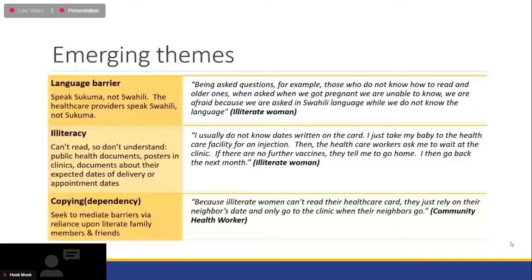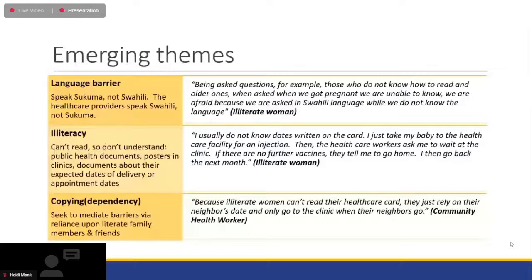Another theme was illiteracy. Being illiterate means you cannot read and also cannot write in Swahili. Most of the messages, brochures, and public health documents are written in Swahili in our settings, which makes it difficult for them to read, interpret, and understand them. So most of the time, they are not able to acquire the intended information which they were supposed to get.